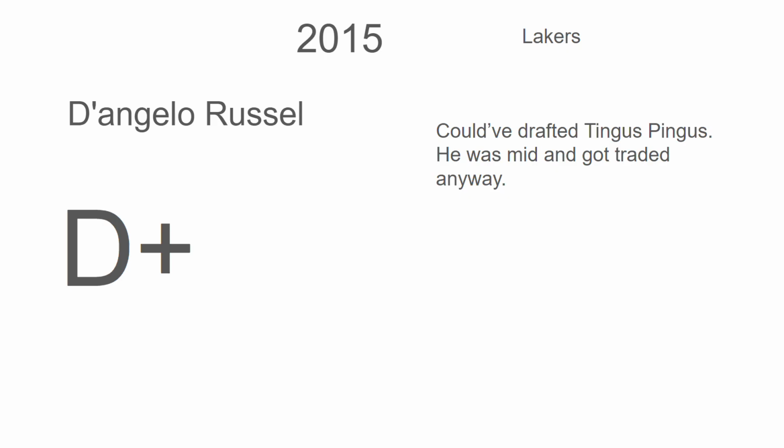2015, the Lakers drafted D'Angelo Russell with the second overall pick. That's just crazy to say. He's a D plus. He was okay with the Lakers. He's mid, and got traded later on for pretty much nothing, I think. But they could have drafted Kristaps Porzingis instead. And at the time, by the way, they were looking for like a shooting center. By the way, the Lakers around this time also had invested in Zubac, but traded Zubac because they wanted a shooting center or a more versatile center, which is what Tingus Pingus is. But they didn't draft him, and instead, they drafted D'Angelo Russell. What the fuck were they thinking, bro? Jeez.